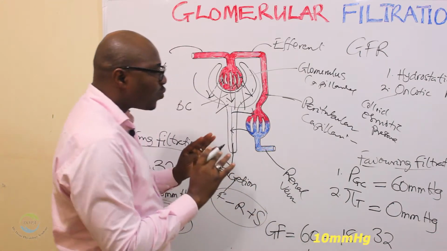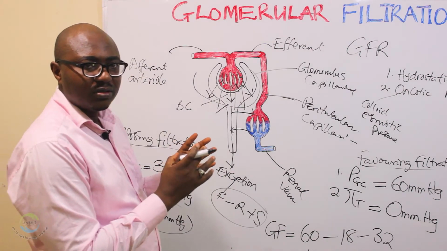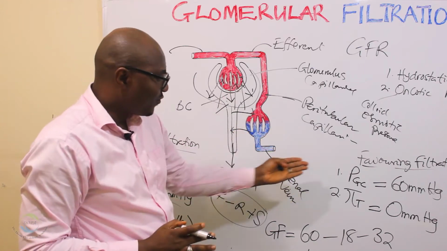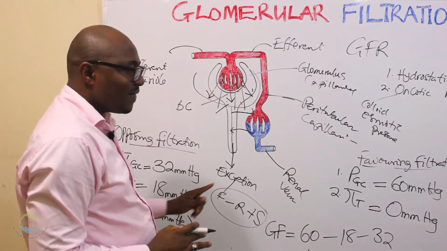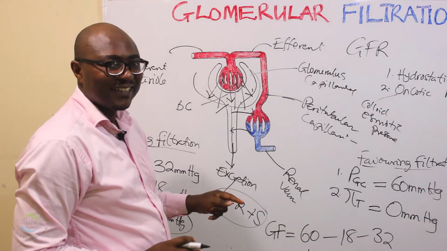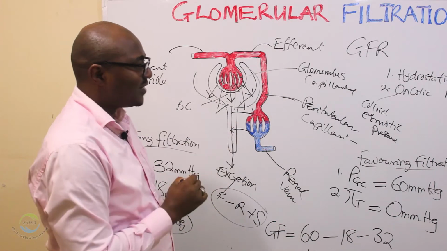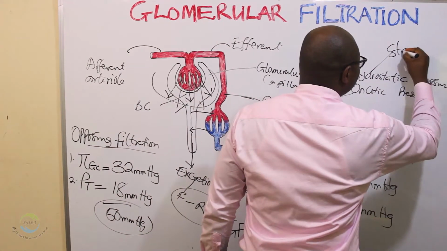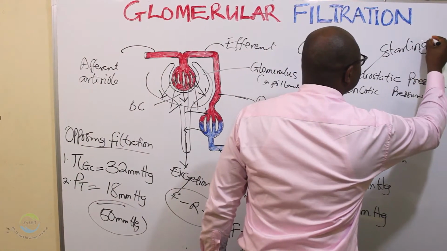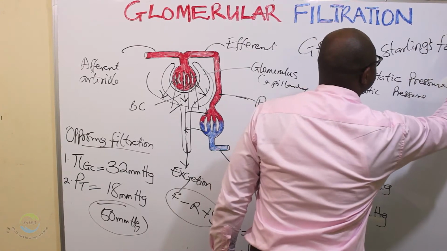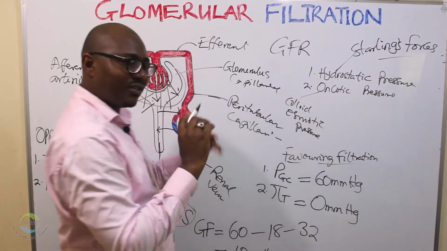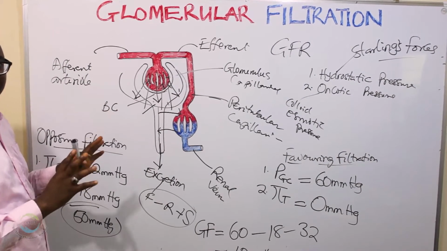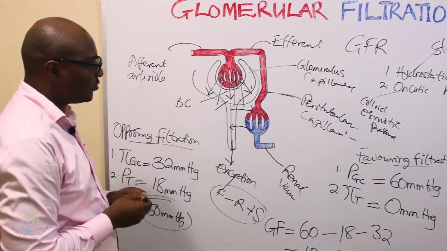We have 10. So what we need to now know is what are the determinants going from these forces? By the way, these forces here, they are named after a man who discovered them. They are called Starling forces. Okay, so when you hear Starling forces, don't get confused. It's talking about this hydrostatic pressure, oncotic pressure that play a role in the overall filtration.